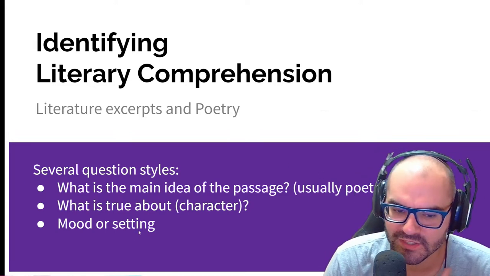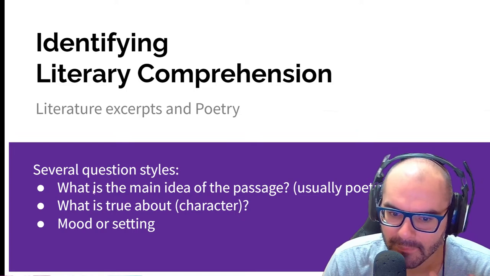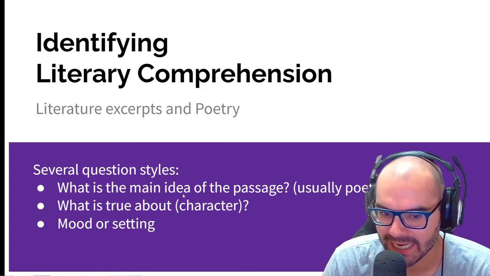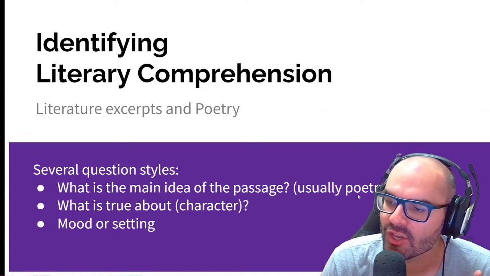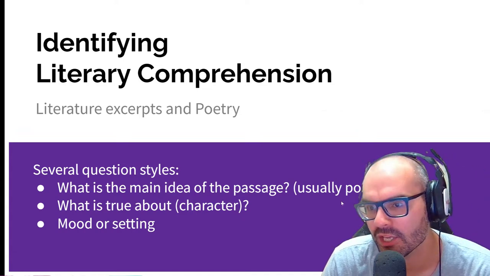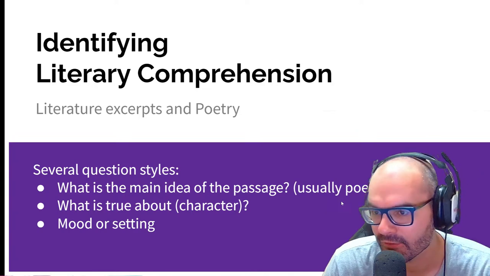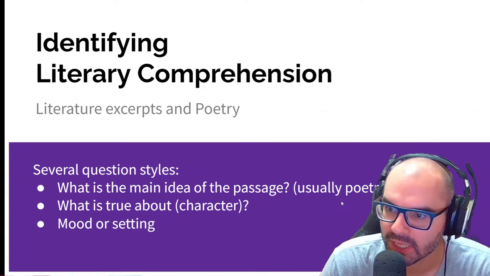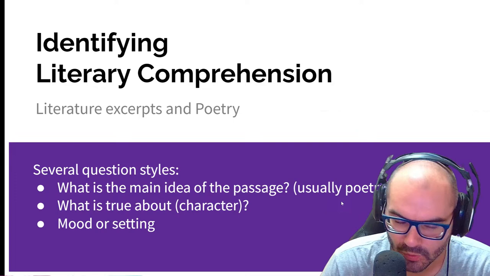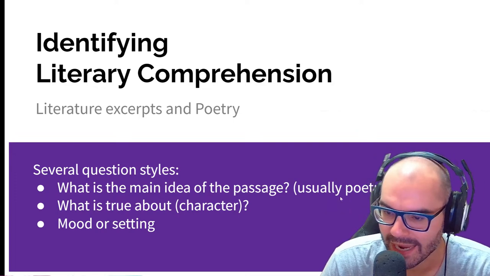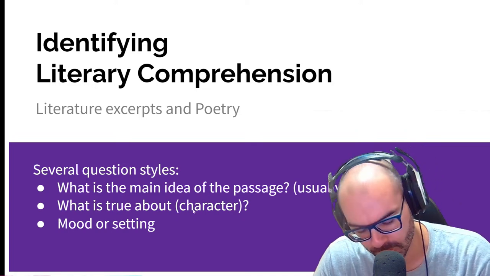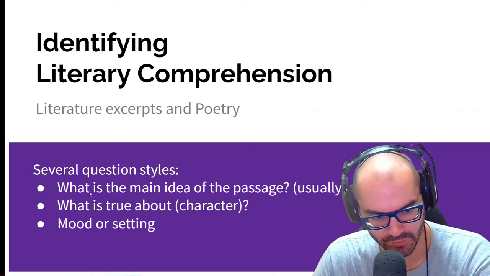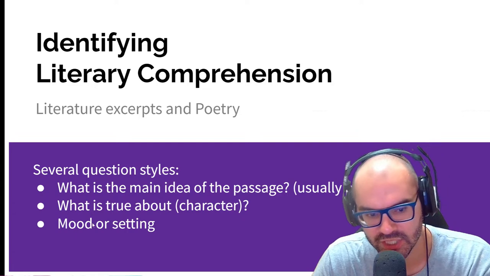There are a few different ways these questions are presented. Most of the time I find that they're asking for the main idea of the passage, and that typically goes with poetry. There are also some questions where they're asking you to take lines of poetry and put them in to complete an idea. We're going to see a couple of different types of those as we practice in our class. But generally speaking, you can break down literature into these three things, and you'll see these questions come up.